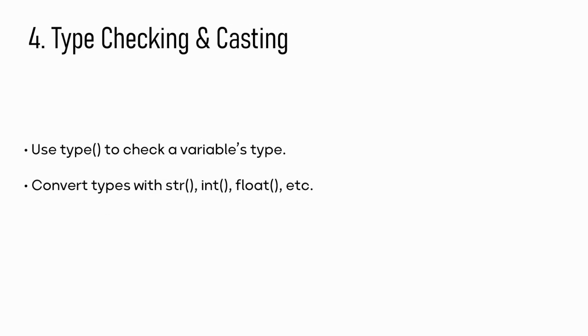Type checking and casting. You can check a variable's data type using the type function. Just pass the variable inside the parentheses, and Python will tell you what type it is. You can also convert variables from one type to another using functions like int, float, and str. This is called type casting. For example, converting an integer to a string allows you to join it with other text. Just be careful. If you try to convert a non-numeric string to a number, Python will throw an error. Practice this to get comfortable with how Python handles data.